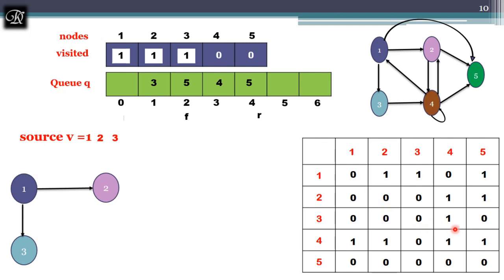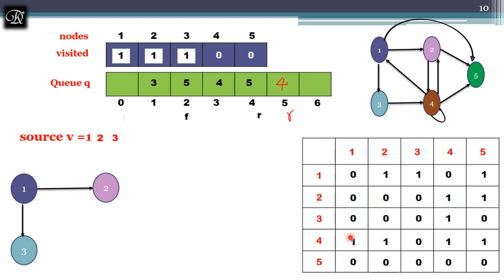Next, what do I have to do? Is there any edge from... I forgot to add it to the queue. I should get 4 over here. I forgot to add it. Yes, I will add it now. Now 4 will be here and R will be pointing to this. Now let me continue.